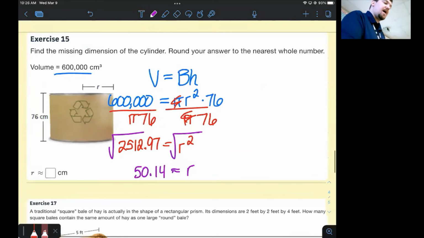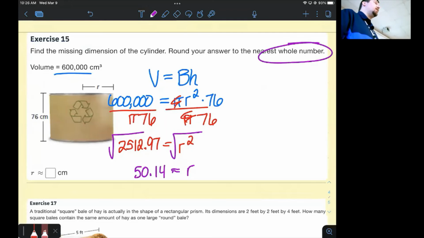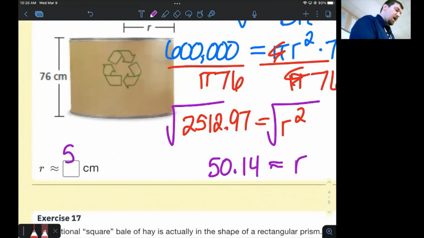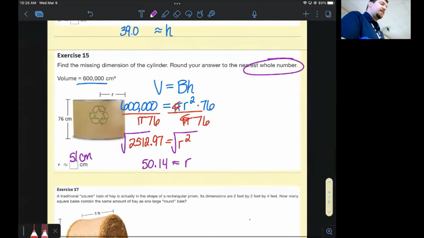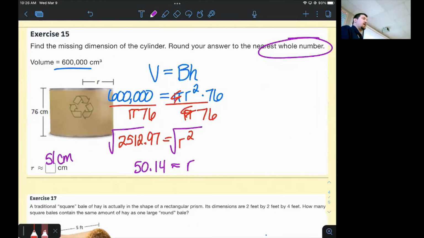It wants us to round to the nearest whole number. So 50 or 51? 50. The one's not going to bump the 50 up to a 51. So we'll say approximately 50 centimeters. Just like last time, these are regular centimeters because you're just telling me how long the radius is. You're not telling me the area or the volume, just how long the radius is.